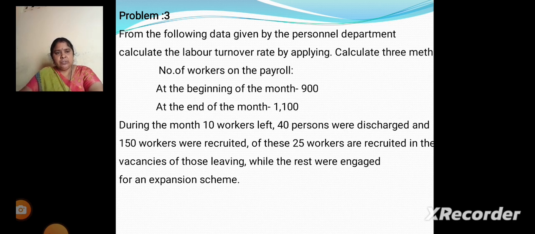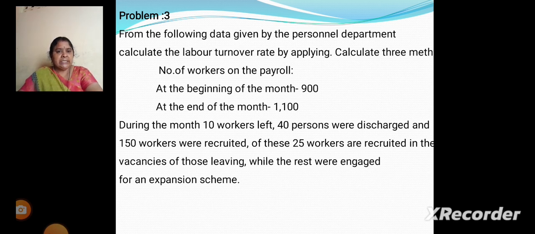Of these, 25 workers are recruited in the vacancies of those leaving, while the rest were engaged for an expansion scheme. Again, I read out the problem. From the following data given by the personnel department, calculate labor turnover rate by applying three methods. Number of workers on the payroll at the beginning of the month 900, at the end of the month 1100. During the month 10 workers left, 40 workers were discharged. These two items are included in the separation method.